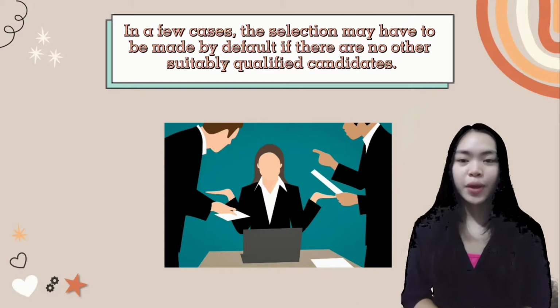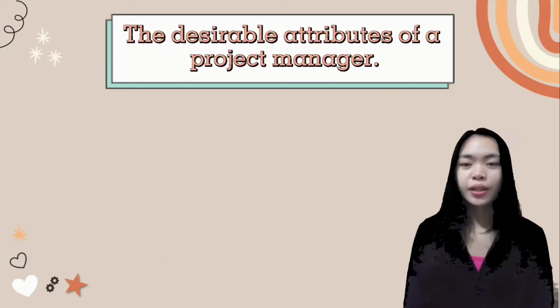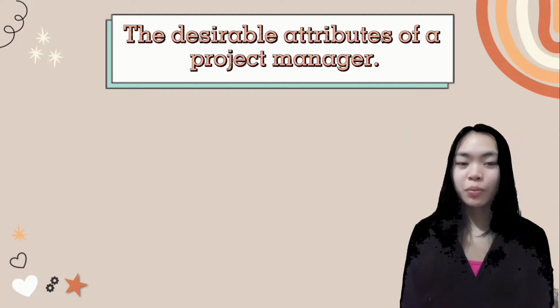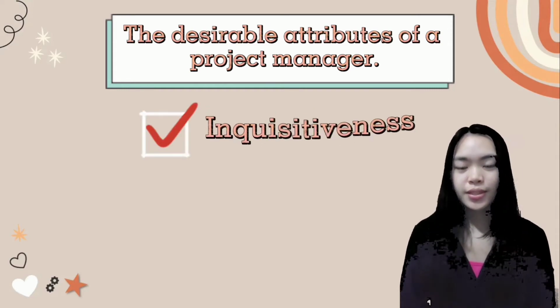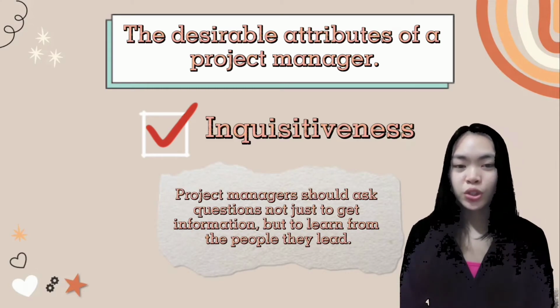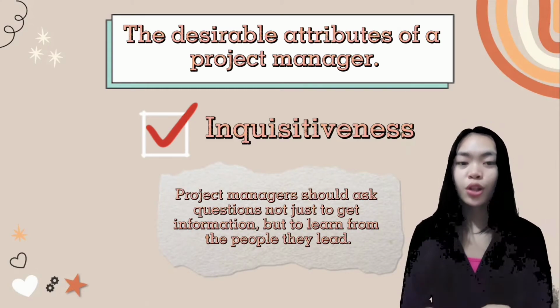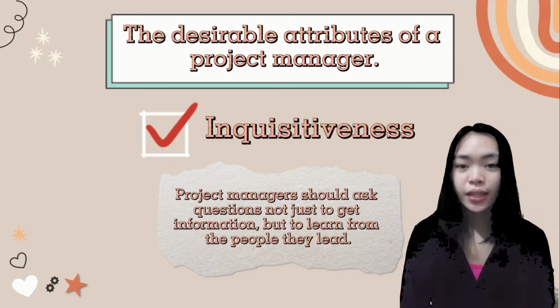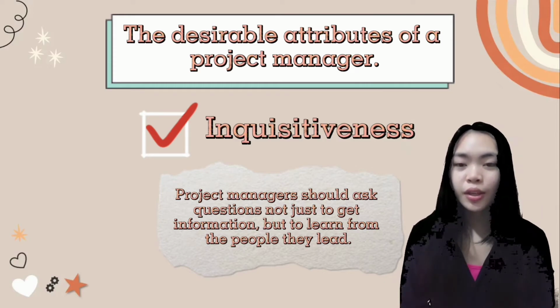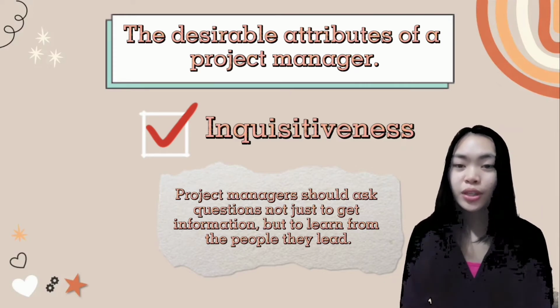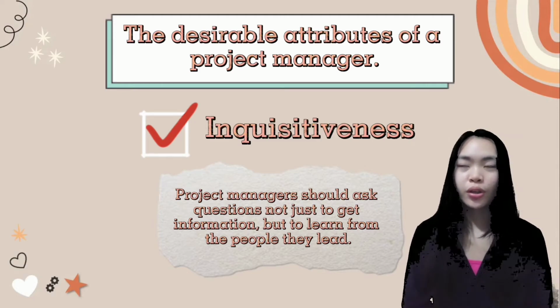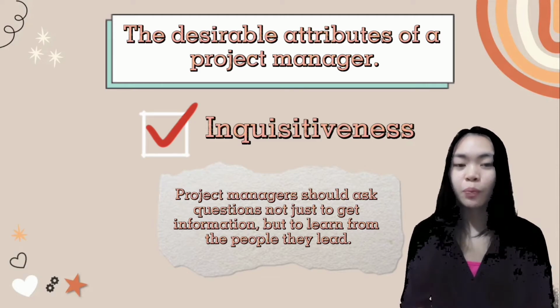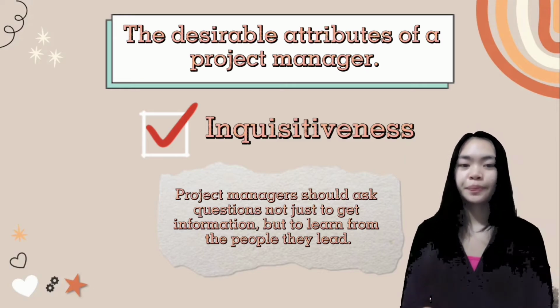As soon as selection is made, an announcement should be made to inform the project team of the decision. In selecting the project manager, the desirable attributes of a project manager are, first, inquisitiveness. Project managers should ask questions not just to get information but also to learn from the people they lead. It is also necessary as a project manager that we listen if each of our co-workers in the team has suggestions, because there are various suggestions that you can consider, and if there is something that needs to be fixed in the project plan or for improvements.